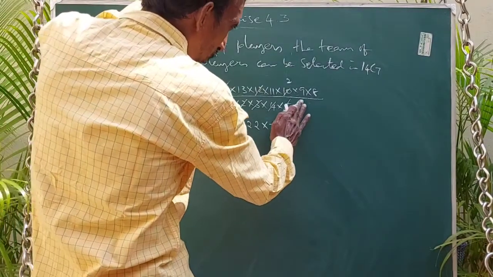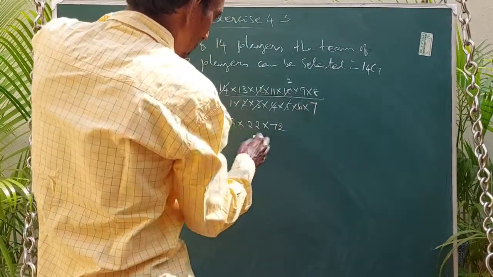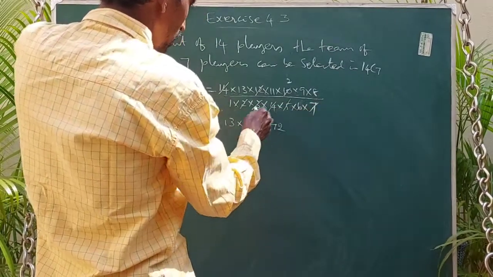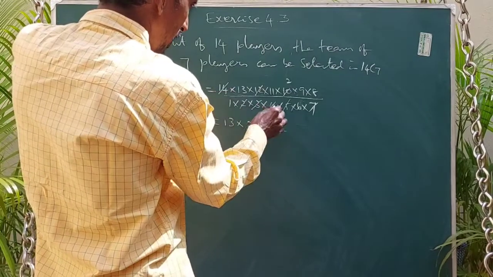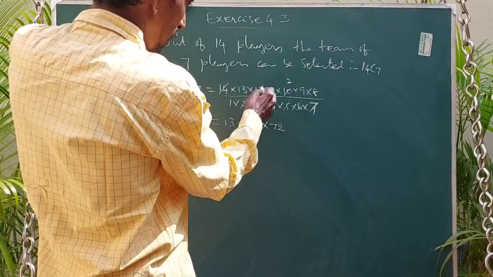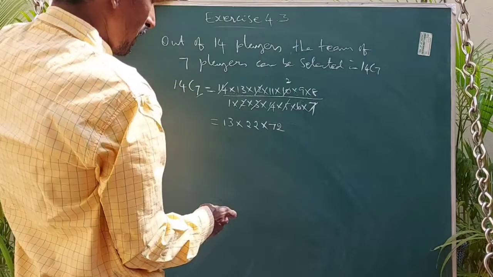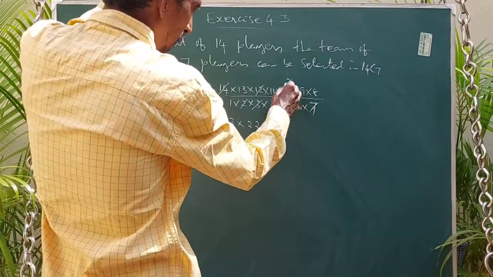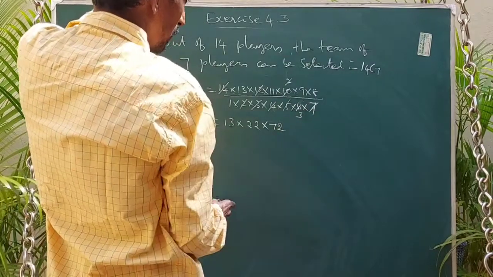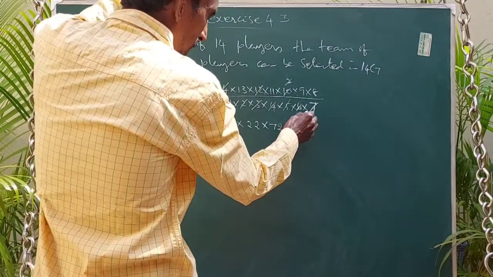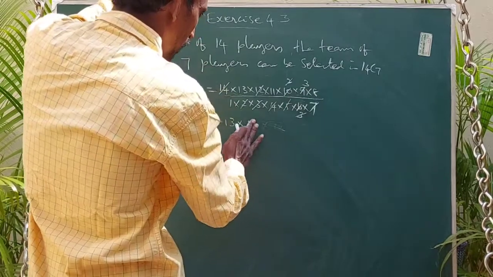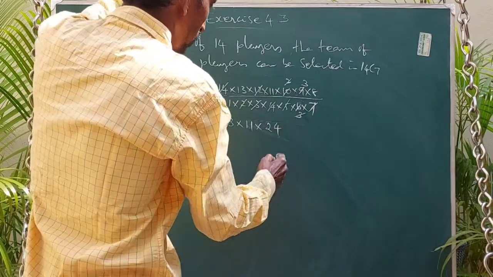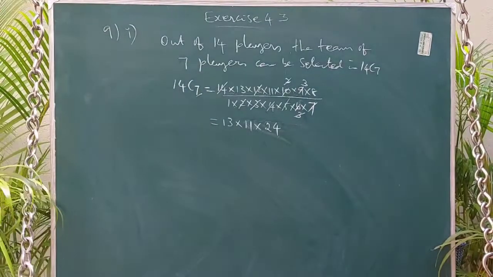My dear student, I forgot to write 6 here. So the denominator is 1 into 2 into 3 into 4 into 5 into 6 into 7. So 7 into 2, 14 cancel. 3 into 4, 12 cancel. And 1 times, 2 times 5. So here 1 time, here 3 times. And here 3 times, here also 3 times. So 13 into 11 into 24.